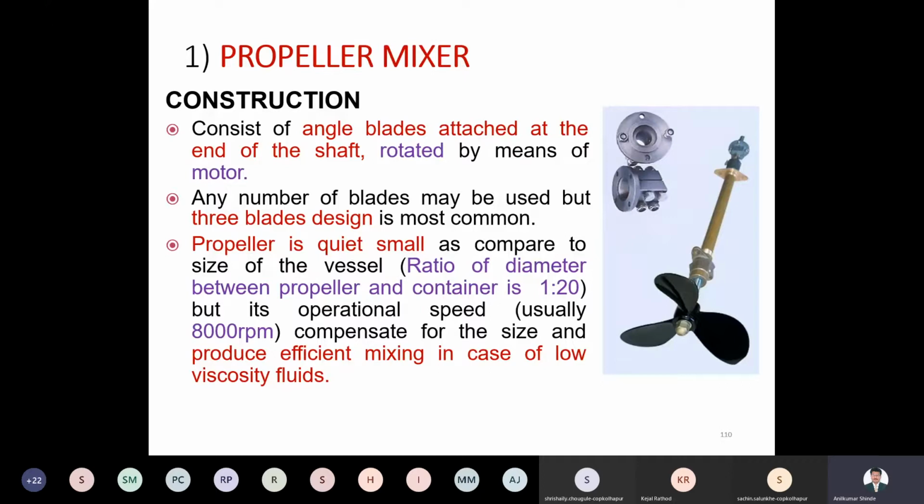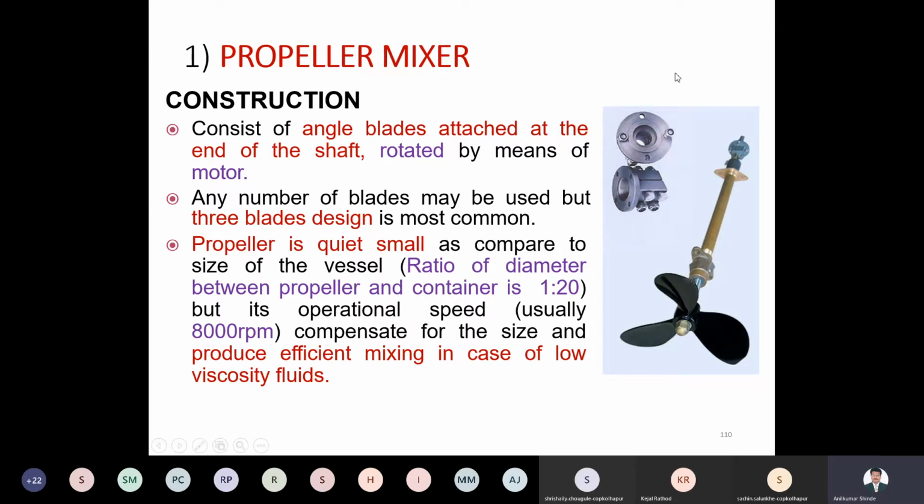So the blades rotate, and after rotating the blades, the flow pattern of the liquid and mixing become possible. The flow pattern must be appropriate. That's why the size of the blade and the size of the vessel should be appropriate.